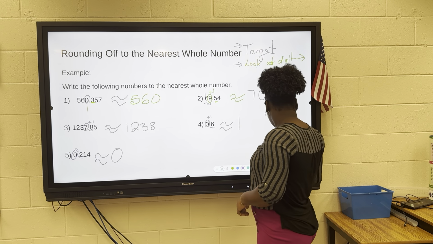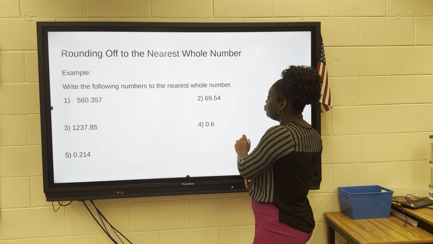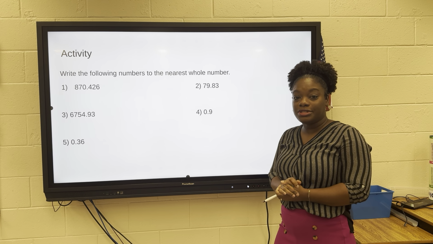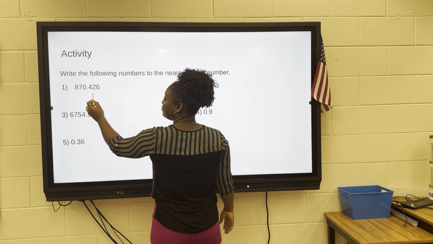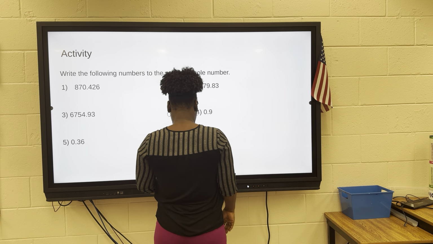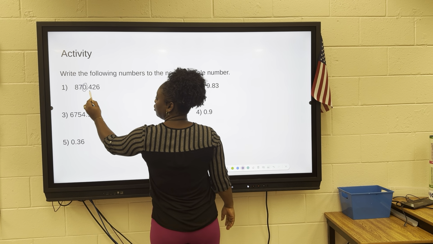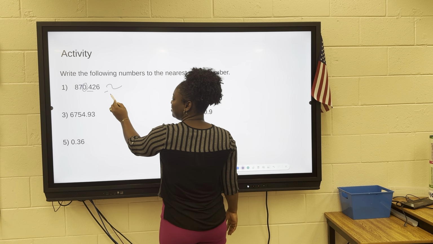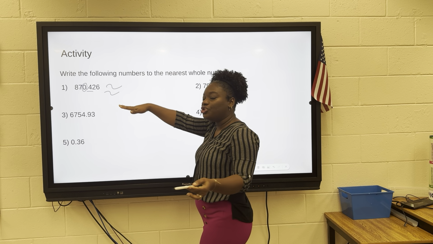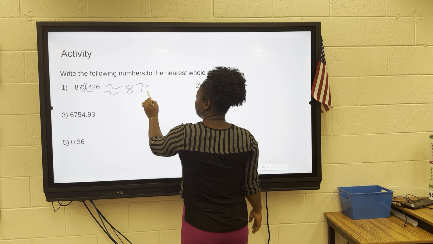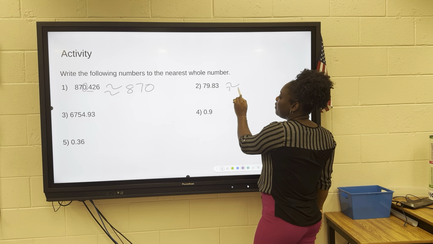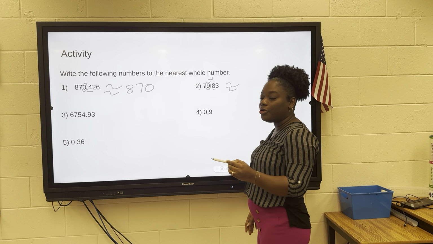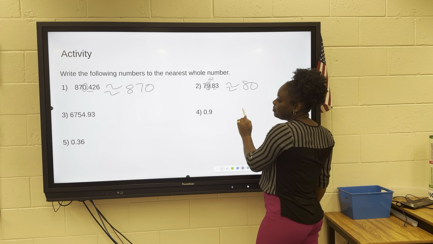Alright? Now, let's just quickly dive into some on your own. How would you approach those? Find your target. So find your target, look to the right. That's one we're obviously going to keep as is because the digit to the right is less than 5, right? So that's 870. This one, find your target, look to the right, round up or remain, decide. 80.